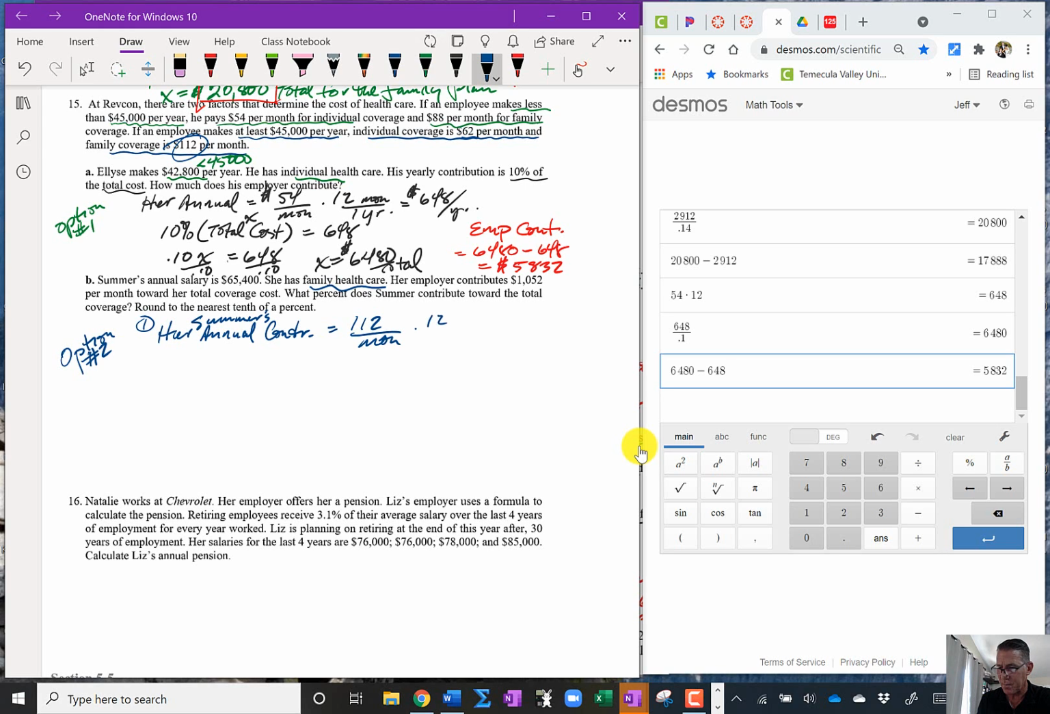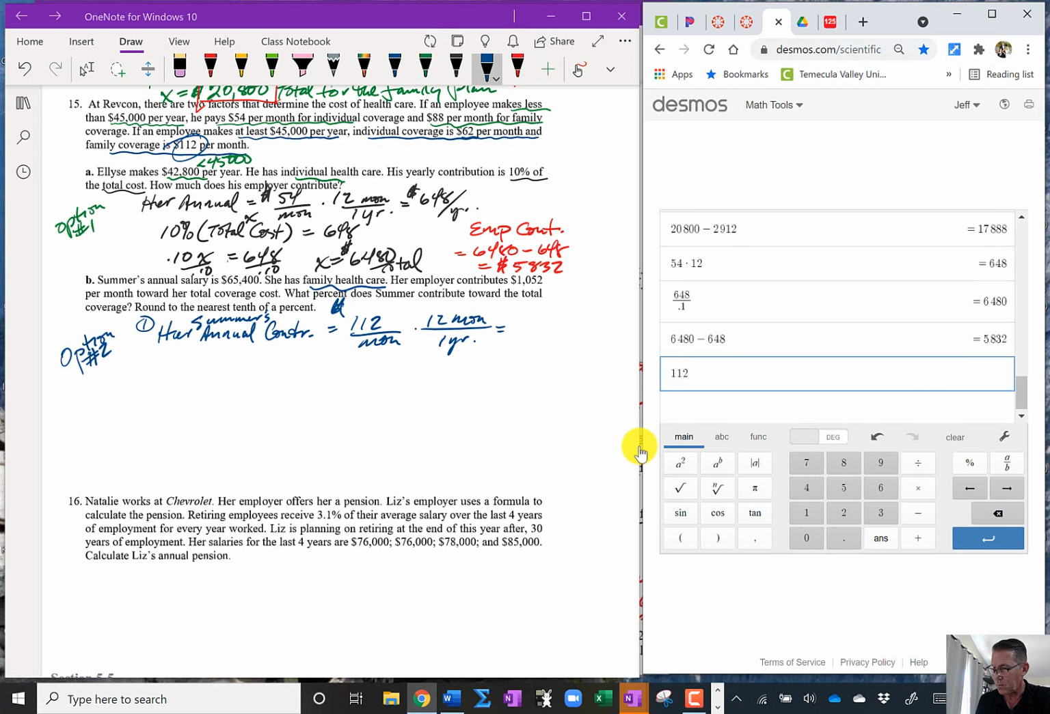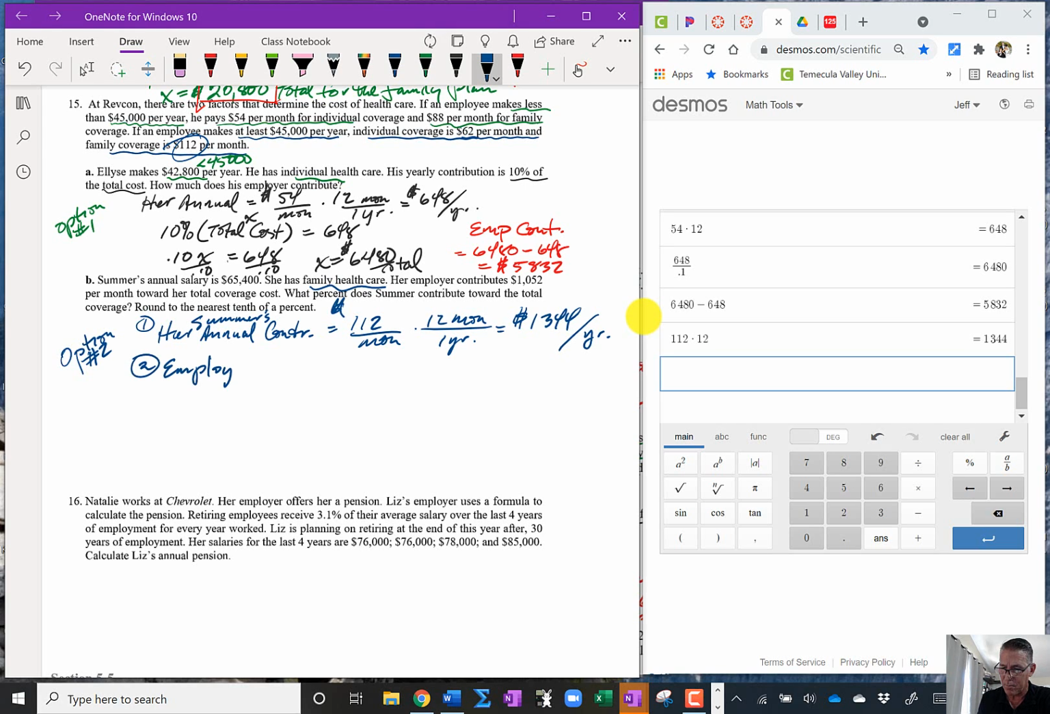Now we have to figure out the employer's contribution. We know that they put in $1,052 every month, for 12 months. Notice that the units cancel out nicely. So 1,052 times 12. This is a much bigger number. They put in 12,624 per year.